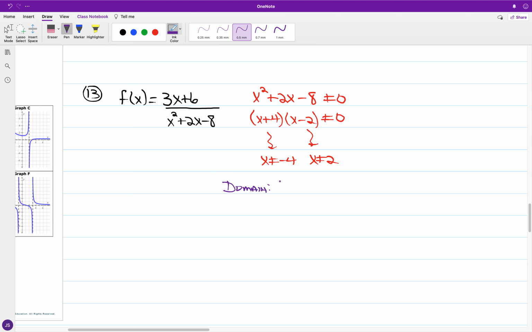Okay, so for the domain, you have values of x less than negative 4, those values of x greater than negative 4 and less than 2, and those values of x greater than 2.